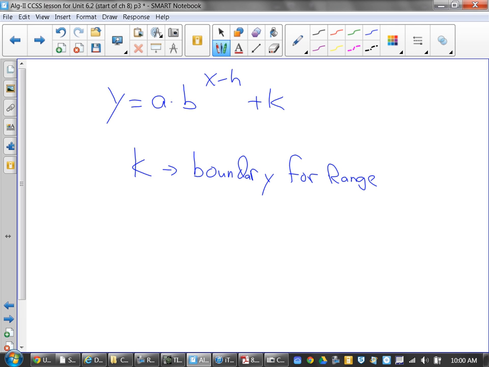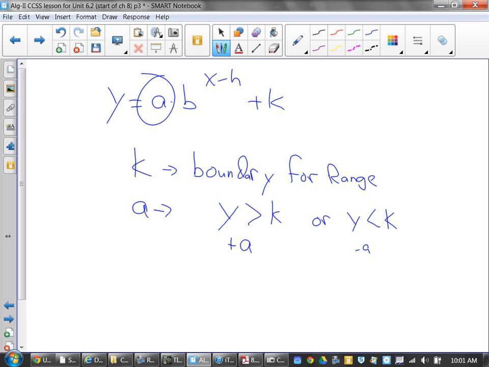Whether it is above or below the asymptote is dependent upon the A value. The A value will tell you if your range is Y is greater than K or Y is less than K. Now, which one goes for which scenario? If A is positive, it's greater than, so it's bounded upward. If A is negative, it's less than. It's a nice thing to remember.